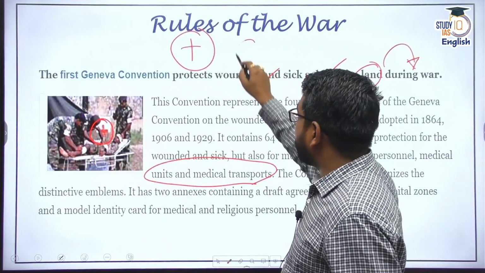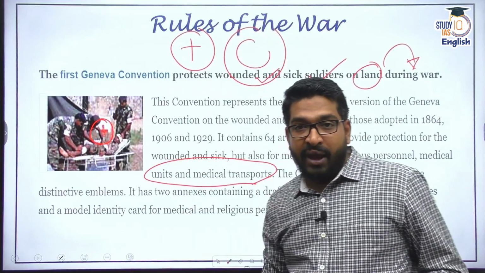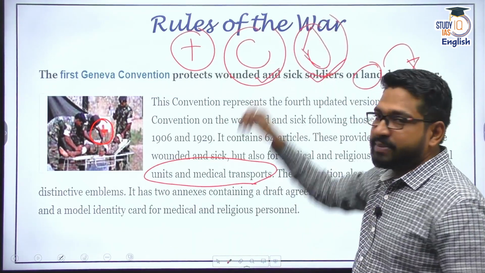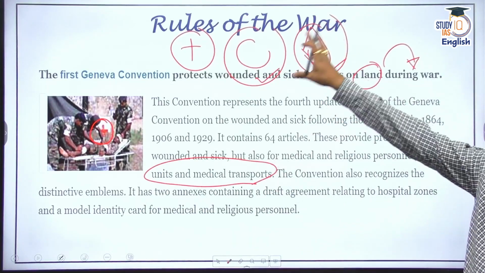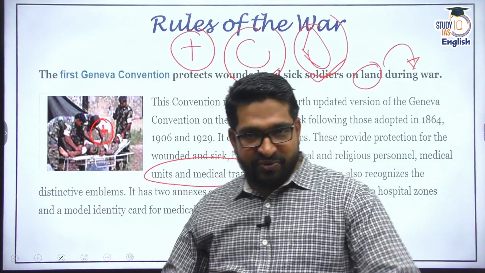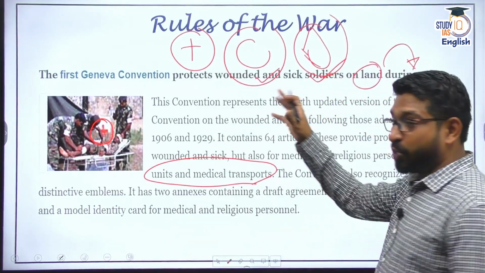There is also a red crescent, a half moon. And since 2005, there is also a red emblem, which is a diamond-shaped emblem. These represent the Red Cross. And under their aegis, whoever is being treated, they have to be protected.